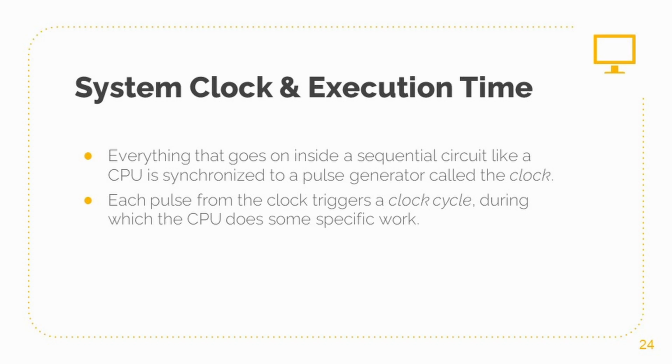Overall, the system clock and clock cycles play a crucial role in the operation of a CPU, providing the timing framework that governs the execution of instructions and the coordination of internal operations. By synchronizing operations to the clock signal, the CPU can perform complex tasks efficiently and reliably, enabling the execution of programs and the operation of computer systems.